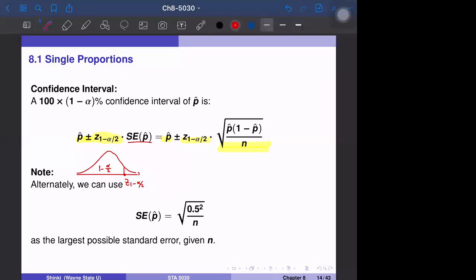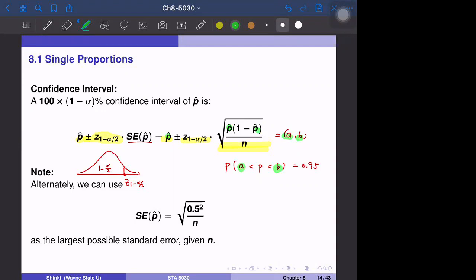So this is basically the interval. Say this interval is (A, B). Then the probability that p is between A and B is equal to 95%. Remember that A and B are random variables, since they depend on p hat. So we can think about the probability that p is between A and B. This is the formula for the confidence interval.